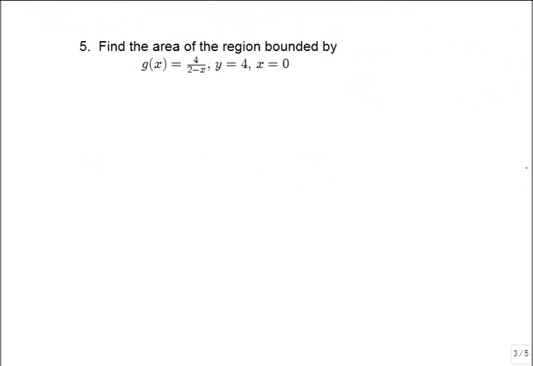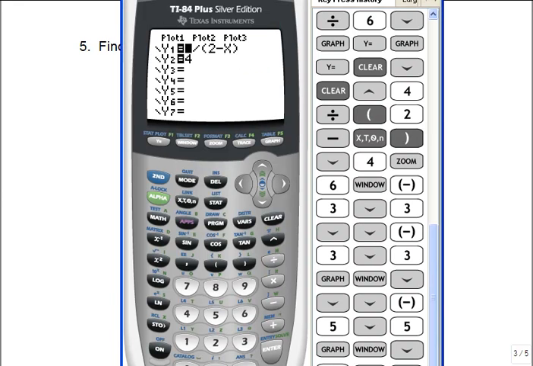All right, next example. Find the area of the region bounded by the function g of x equals 4 over 2 minus x, y equals 4, and x equals 0. So on the calculator, I've got 4 over 2 minus x. Make sure you're using parentheses around that 2 minus x when you type it into your calculator. And then I typed in y equals 4 into my y sub 2. And we can't really graph x equals 0 using this screen because that's a vertical line, which means it's not a function. So you just have to visualize that on your own.